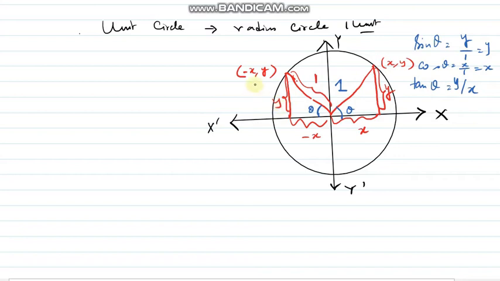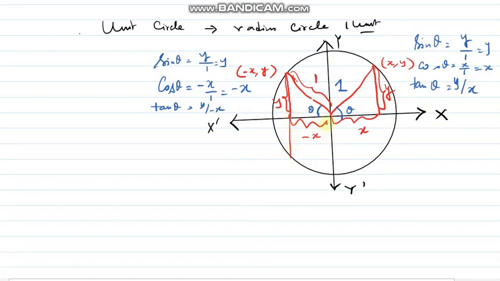So if I have to calculate sine theta in this quadrant, can we write sine theta is equal to y divided by 1, which is equal to y only. Cos theta is equal to minus x divided by 1, which is equal to minus x. And tan theta equals y divided by minus x. Right? Let's move to the third quadrant.